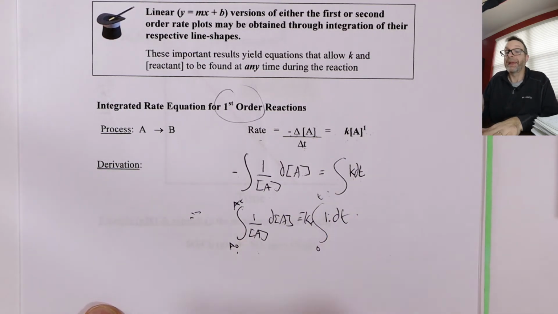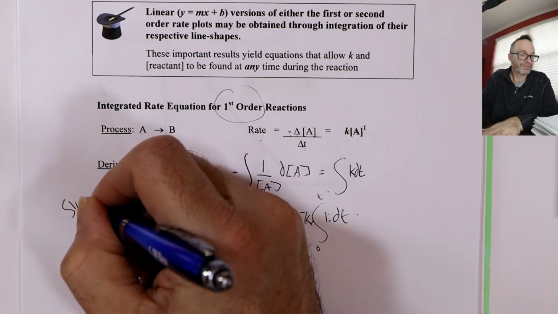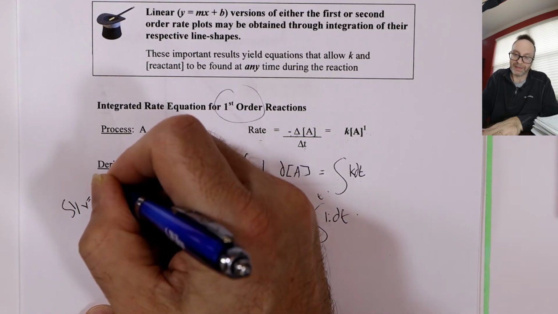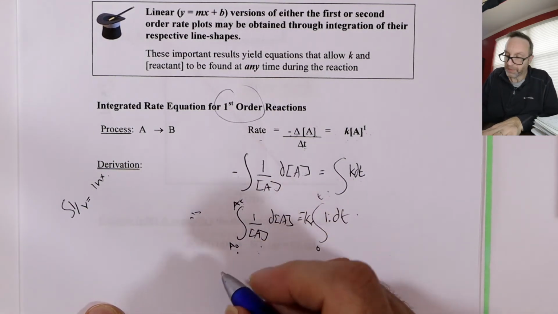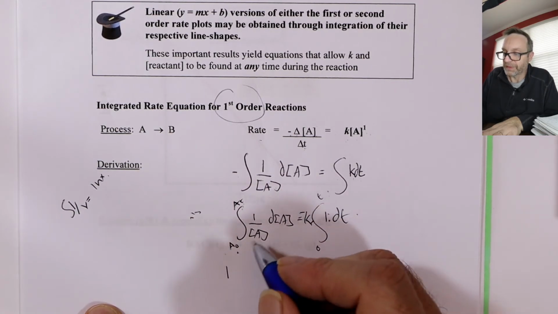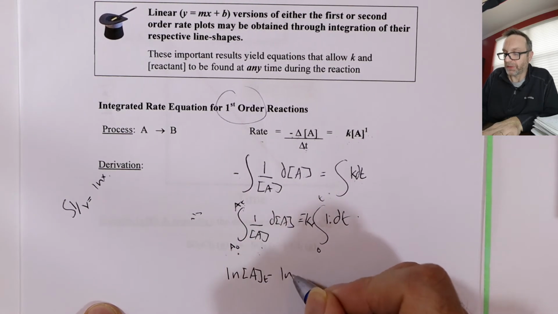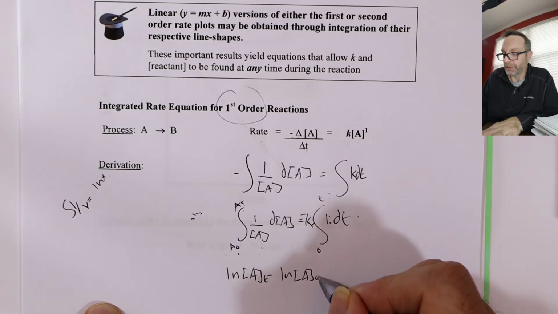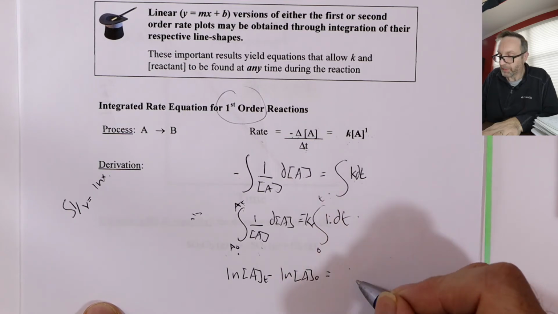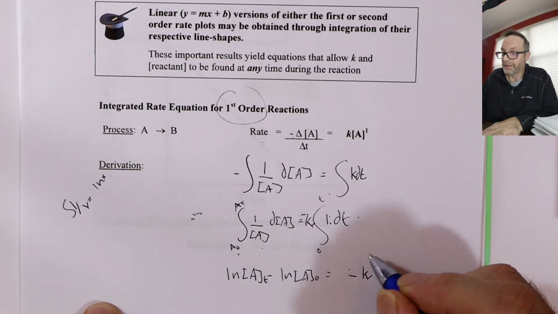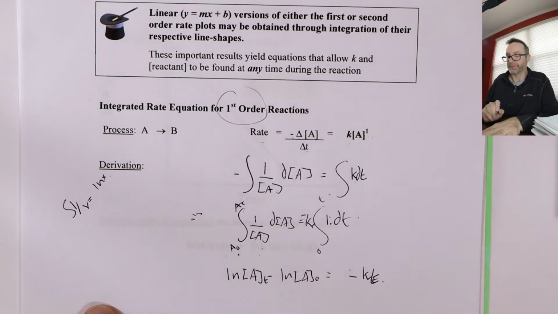So now, what's the integral of 1 over x? All right, let's do this on the side. The integral of 1 over x equals ln x, natural log, right? So if I just integrate this, natural log of A at time t minus natural log of A at time 0 equals minus k times 0, which is 0, and then kt. Oh, minus kt. There we go. All right.